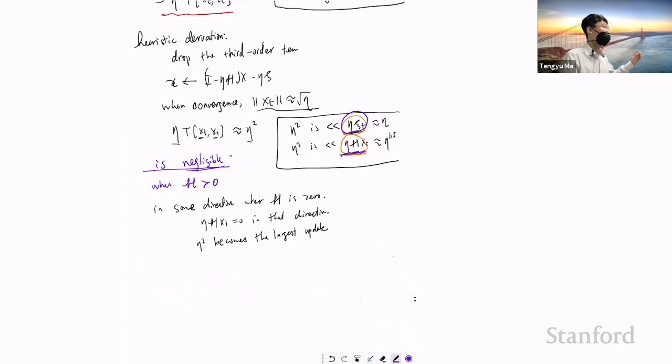this one will have cancellation over time because in future you can move in different directions. So that's why it's probably good to also compare with the deterministic changes, which is the eta xt. And when we compare with that, typically the deterministic change is bigger than the eta squared term from the third order derivative. But when h is 0 in some direction, it's no longer true.